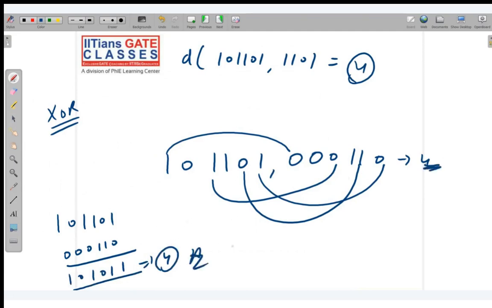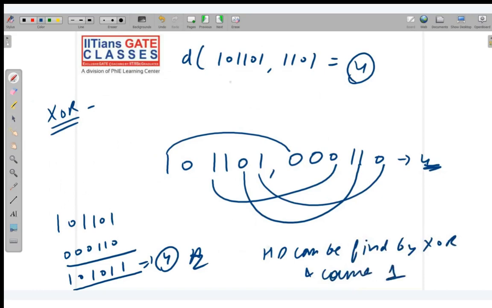Done. Okay, yeah, so take snapshot. Let me write it. Hamming distance can be found by XOR operation. So let me write it: HD can be found by XOR and count ones. Okay, yeah, take snapshot. I will jump to the next slide.